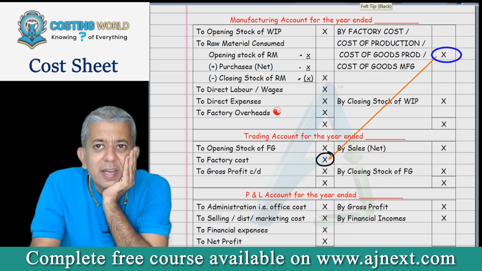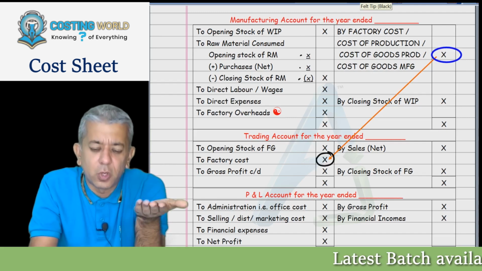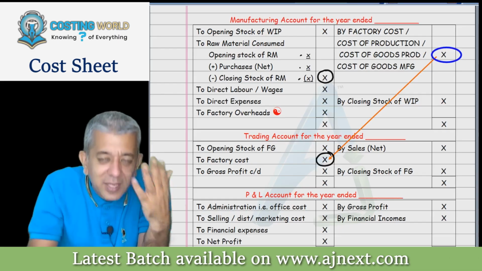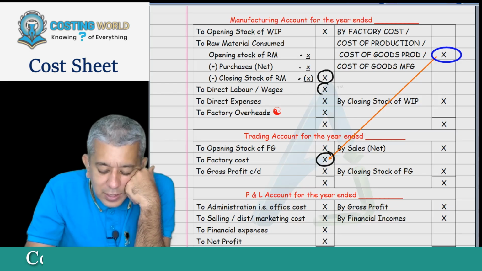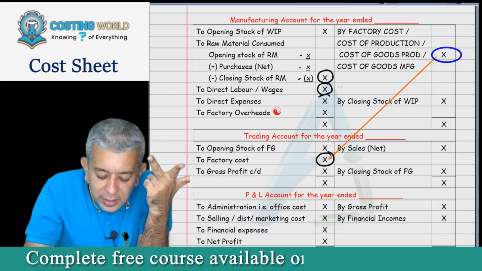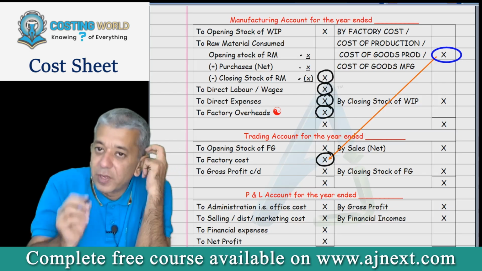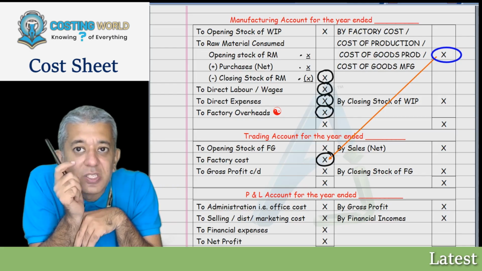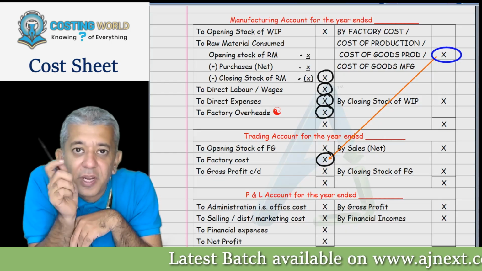Tell me, on the debit side, which costs have you all written? Direct material, direct labor, direct expenses and factory overheads. Okay, but do remember, the meaning of factory overheads is different under costing and different under financial accounts.